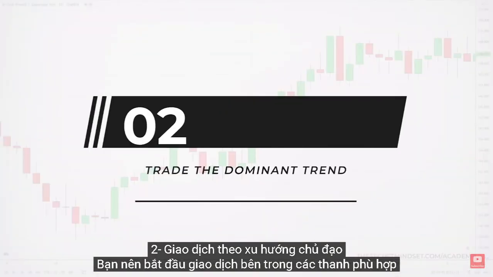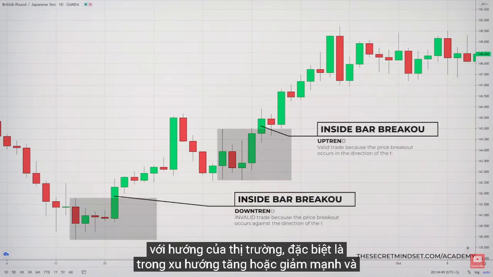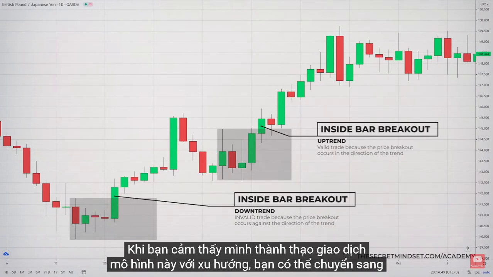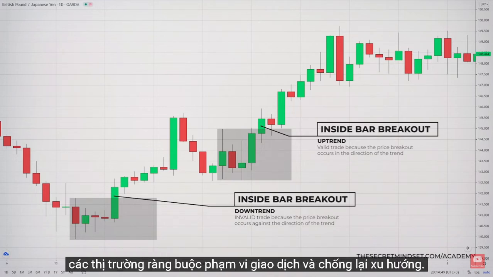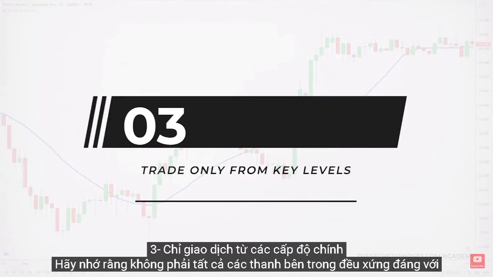Number 2. Trade the dominant trend. You should start trading inside bars in line with the direction of the market, especially in strong bullish and bearish trends. And don't try to trade it against the trend if you are a beginner. When you feel like you master trading this pattern with the trend, you can move to trade range-bound markets and counter trends.